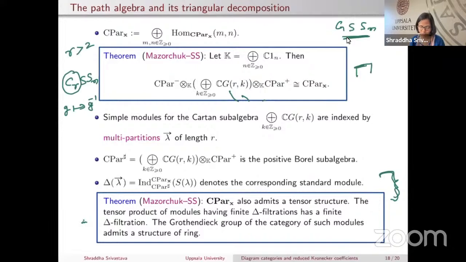When we want to explicitly prove it, the tensor product gives some kind of ring structure within the group.